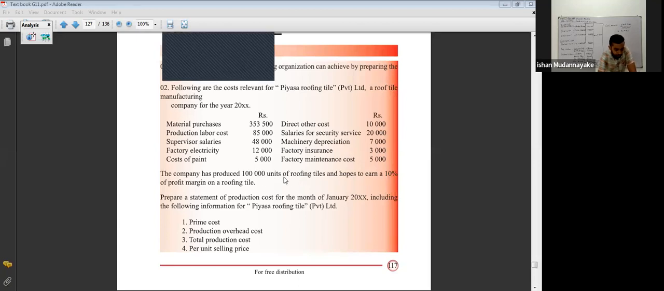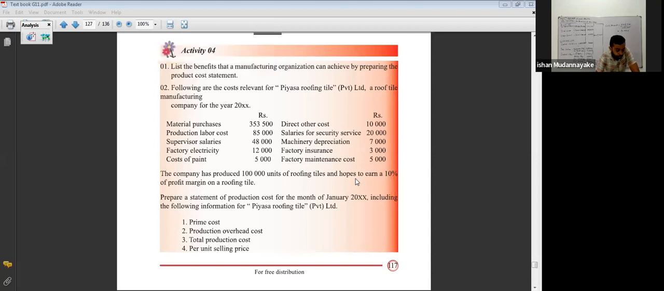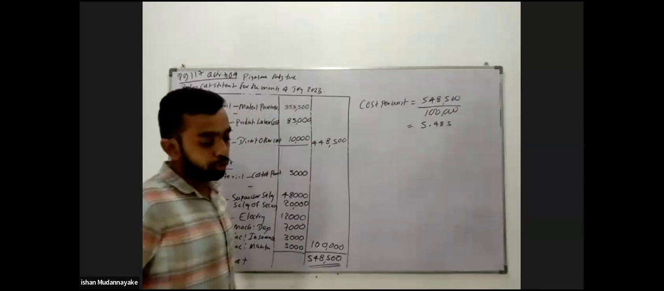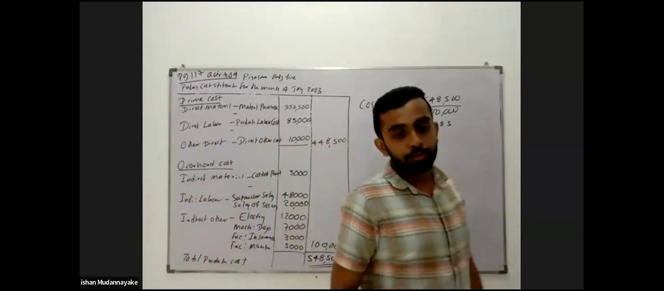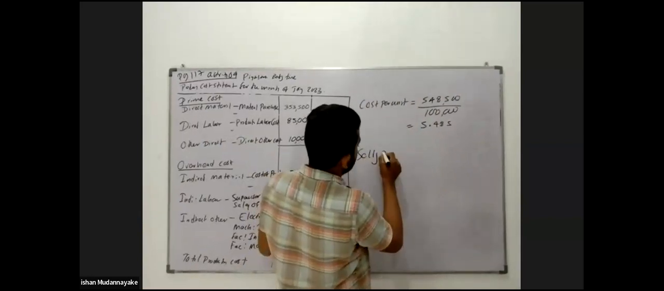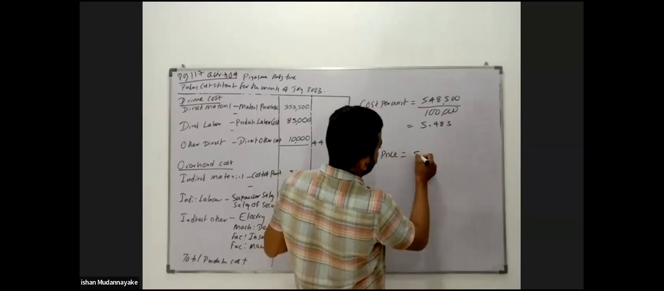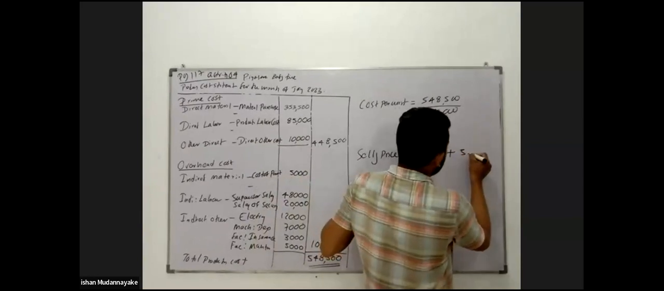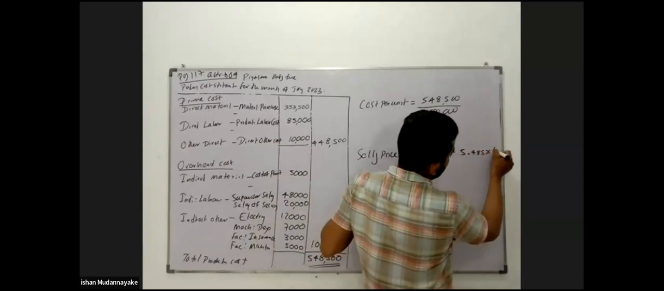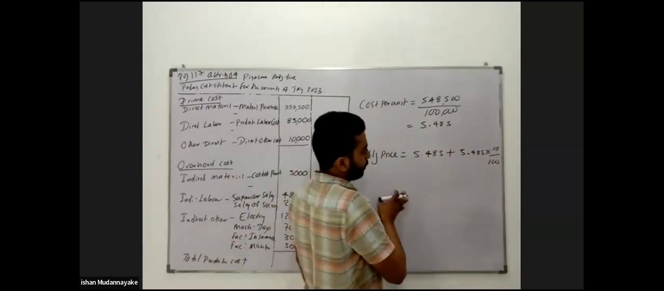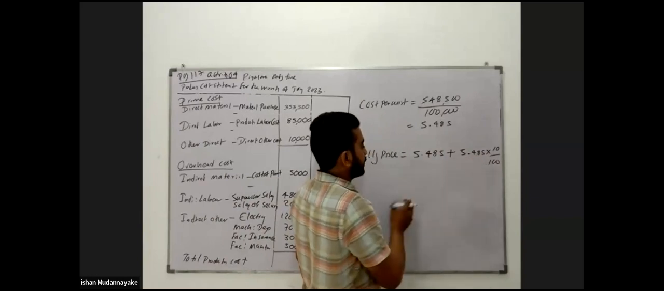The company manufactures 100,000 units of roofing tile and hopes to earn a 10% profit margin on a roofing tile. Then to this cost per unit, you need to add profit margin to calculate the selling price. So selling price equals 5.485 plus 5.485 into 10%.